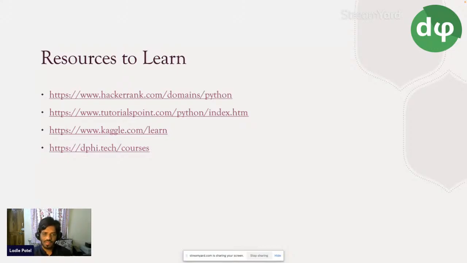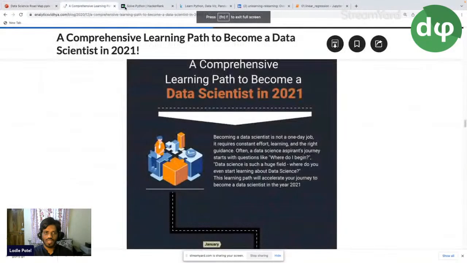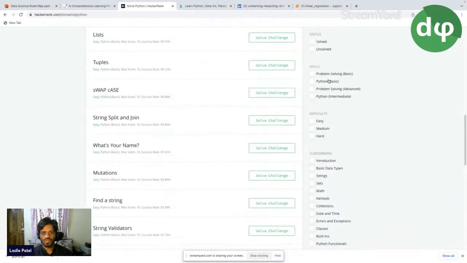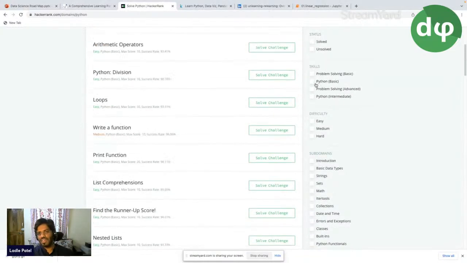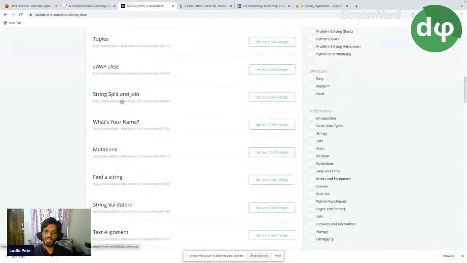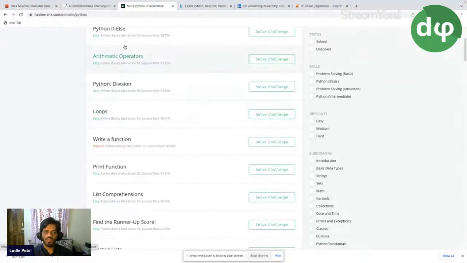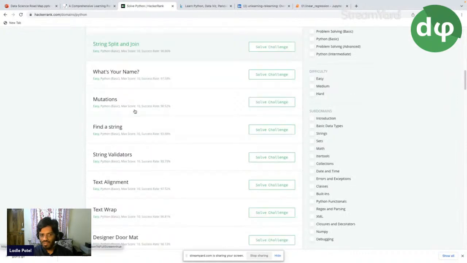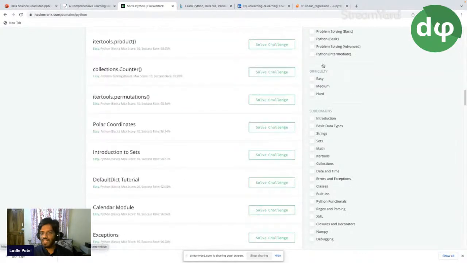Kaggle is a place, I'll show you what exactly I'm talking about. This Python you already know, try to solve problems. Again, you don't have to spend a lot of time on this to become a data scientist. Even if you know some of the basic things, what you see here at the elementary level, that's enough to get started. You can solve easy, medium, and hard problems, which will help you.